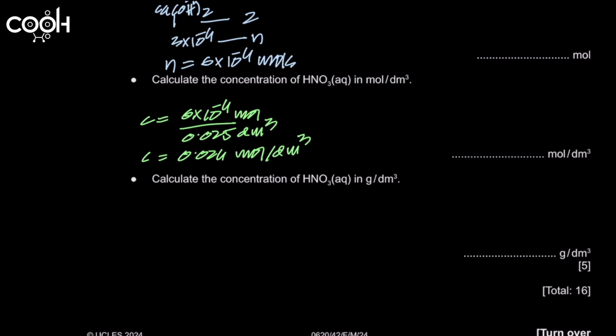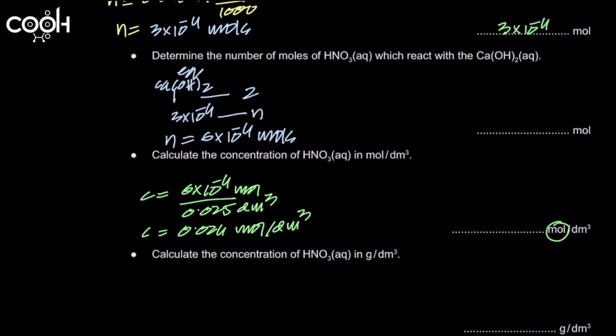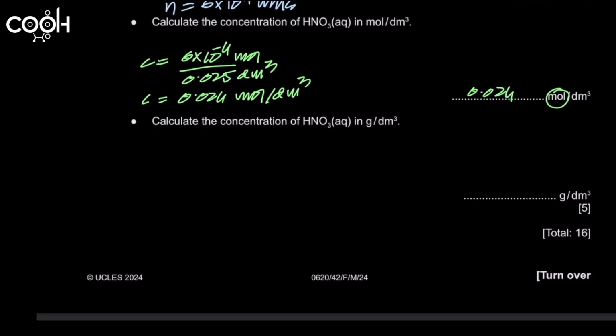So how do you calculate this in g/dm³? Just convert these moles into grams. So let's write the answers as well: 6 × 10^-4 and 0.024. So we just have to convert these 0.024 moles into grams. And how do you do that?